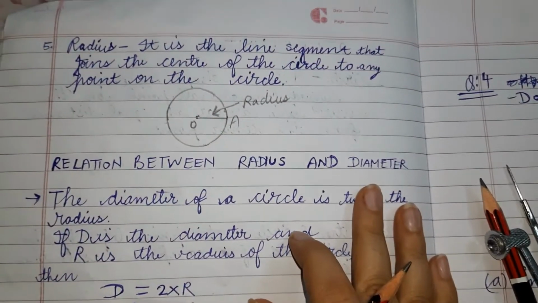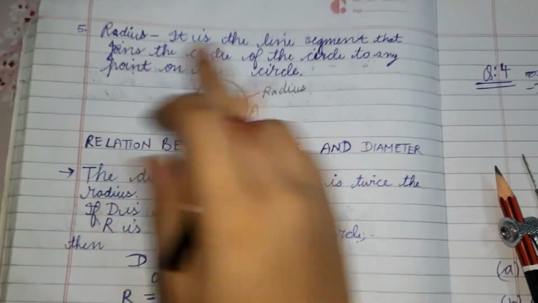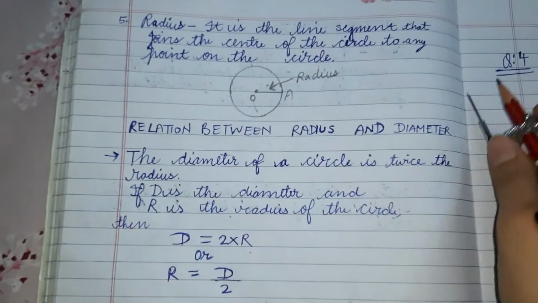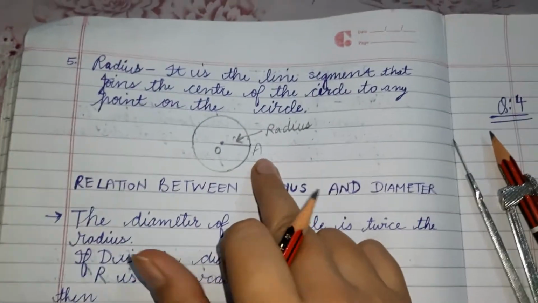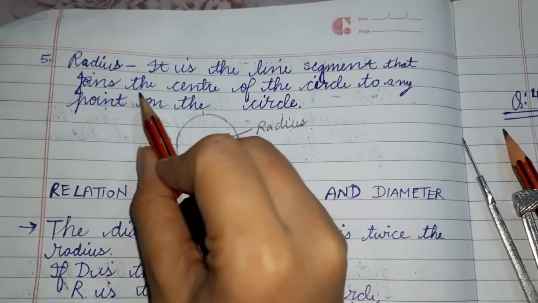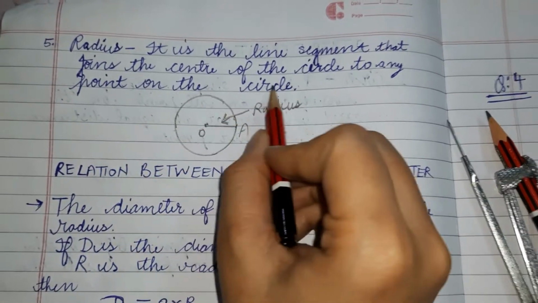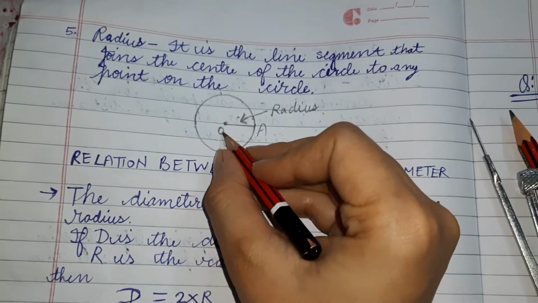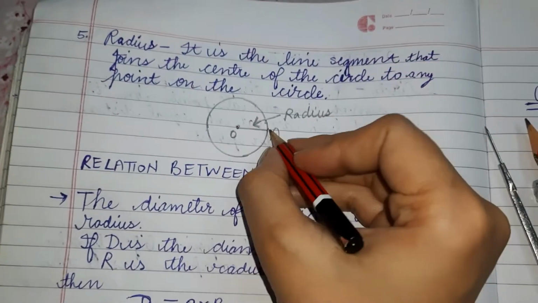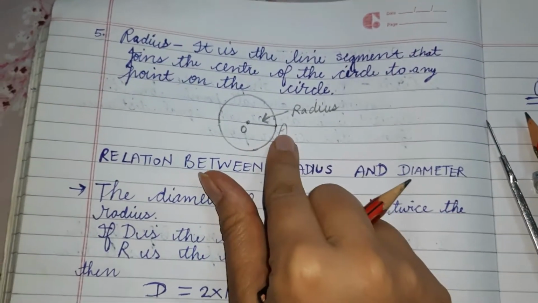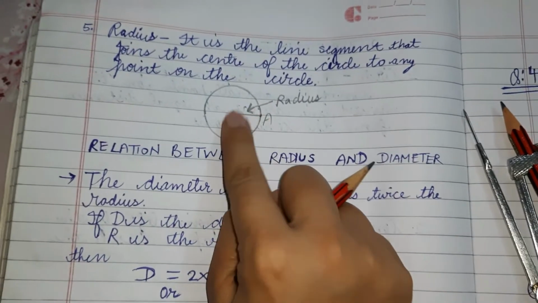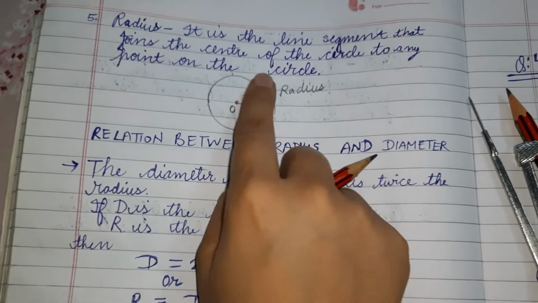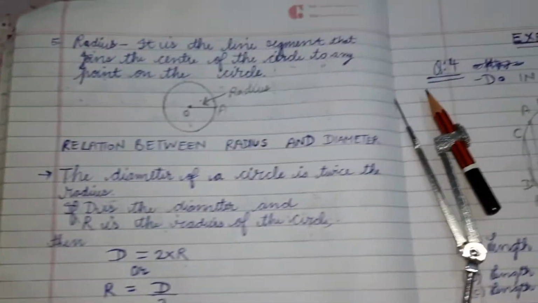Let us understand what is meant by radius. So students, again I have drawn a circle on this sheet. What is called radius? It is a line segment that joins the center of the circle to any point on the circle. Here is my center of the circle named by letter O, and if I take any point on the edge of the circle, say by letter A, when I join this OA, this OA would be my radius of the circle. I hope it is clear to you.